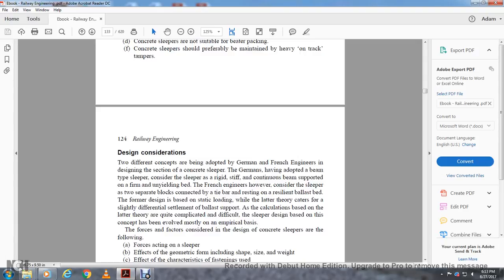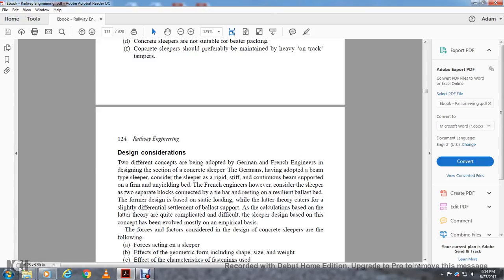Design consideration. Two different concepts are being adopted by German and French engineers for the design of the section of the concrete sleeper. The Germans have adopted a beam type sleeper that considers the sleeper of rigid stiffness, as a continuous beam supported on a firm, unyielding bed. The French engineers, however, consider the sleeper as two separate blocks connected with a tie bar, resting on the resilient ballast bed.